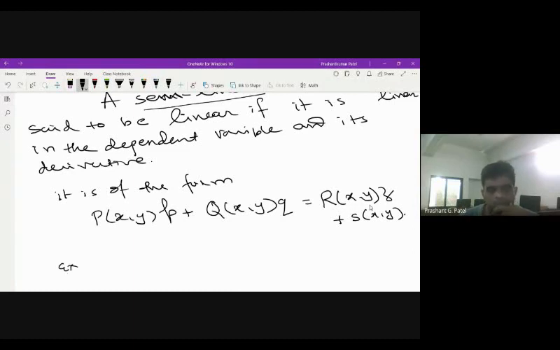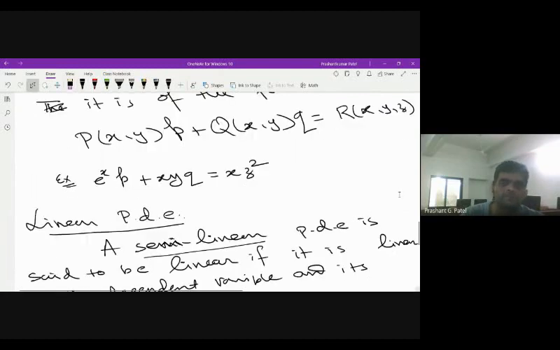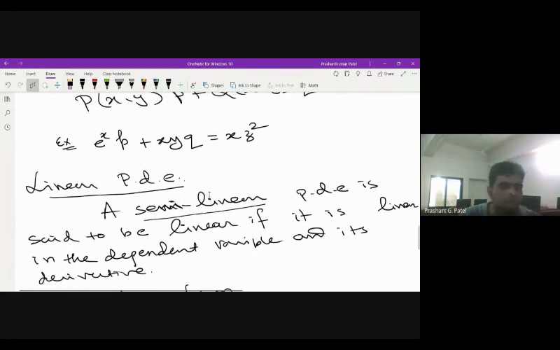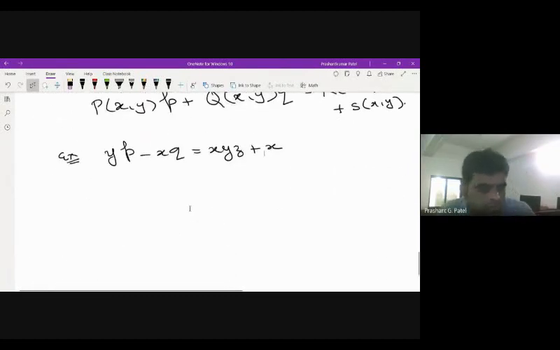For example, y into p minus x into q is equal to xyz plus x. So all the powers will be linear. That means the power of the derivatives is 1, and also of z. It may be possible that it is z square on this side, but in linear, everything is of degree 1. So that is the classification of first order partial differential equations.